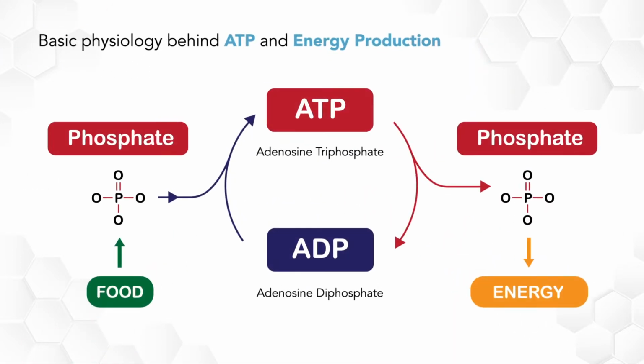Now let's take a closer look at the basic physiology behind ATP and energy production. Energy is broken down and stored as ATP when a phosphate is added to adenosine diphosphate, otherwise known as ADP. Energy is released through ATP breaking off a phosphate to form adenosine diphosphate, or ADP. The process of adding a phosphate to ADP is called phosphorylation, so we can say that ADP is phosphorylated to produce ATP. ATP molecules can be recycled over and over again depending on the energy demands of the body.